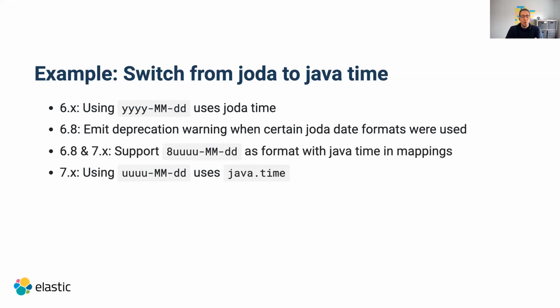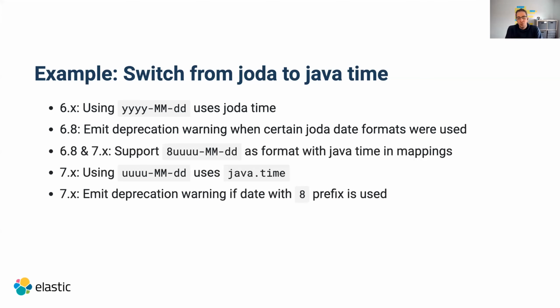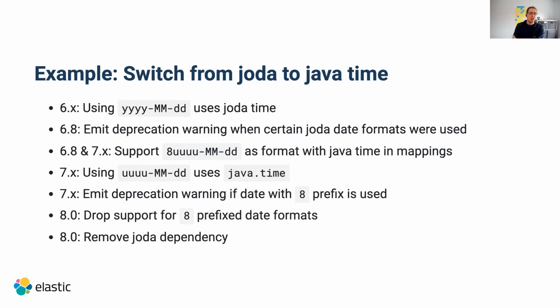And at that moment, when we switched from Elasticsearch 6 to Elasticsearch 7, the next major version, by default, Java time was used for dates. And if there was still an old date using the 8 prefix, we basically emitted a deprecation warning. And only in 8.0 and onwards, we can basically drop support for these 8 prefix date formats. And you can see here that this whole switch already spans over several major versions of the Elastic Stack. So this whole operation will take several years unless we can completely get rid of the Joda dependency.